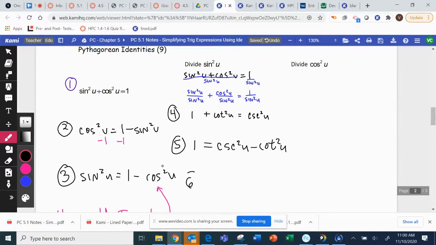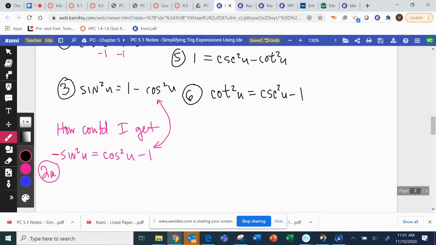There's another way I can manipulate it. I'm going to go back up to equation 4. And what was I going to do? Subtract 1 from both sides. So I have cotangent squared u equals cosecant squared u minus 1. This is the one where, how could I get negative 1?